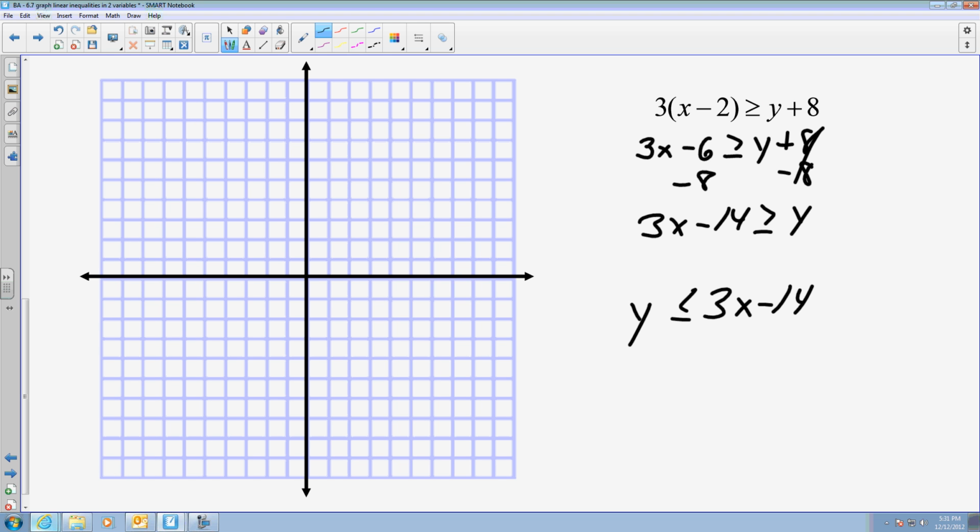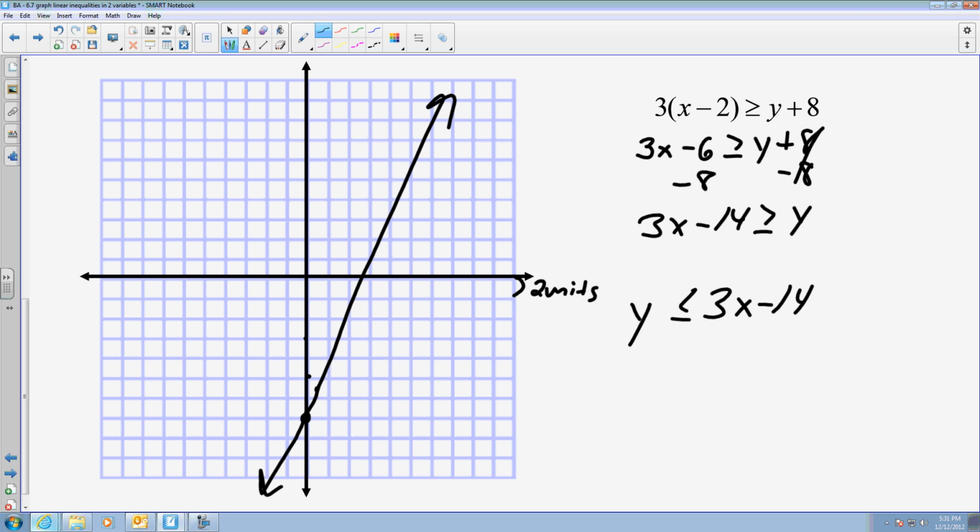Let's say for this graph that each of these squares equals 2 units. So my y-intercept will be at 2, 4, 6, 8, 10, 12, 14. So that's my 14. And then my slope is 3 over 1, so it's like halfway there and halfway there. This will be a solid line because it has an equal to it.